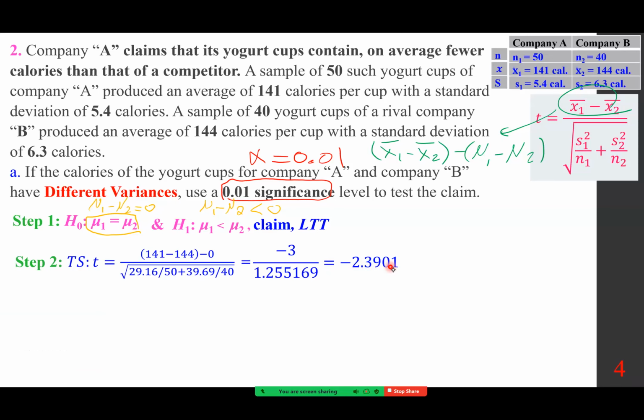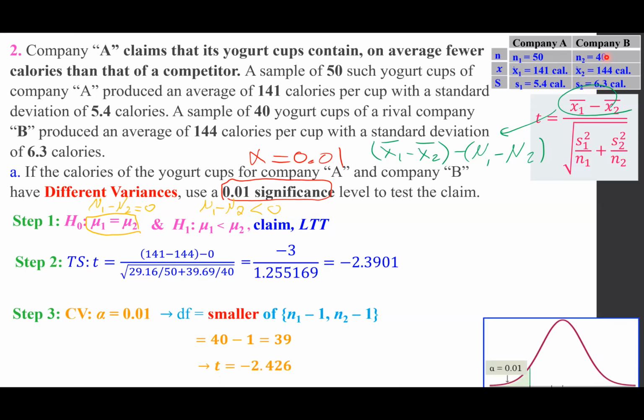If we are using tables and the limitation that we have there, the critical value comes from the choice of alpha, which is 0.01, and degrees of freedom, which is going to be the smaller of the two, n1 minus 1 and n2 minus 1. So this is 50 minus 1, this is 40 minus 1. So the answer will be 40 minus 1 or 39. And from the table, we get negative 2.429 because it's a left tail test.